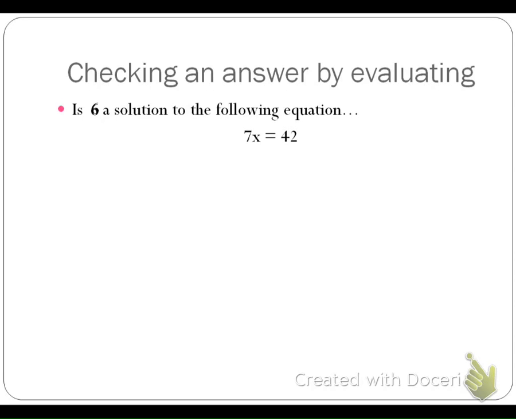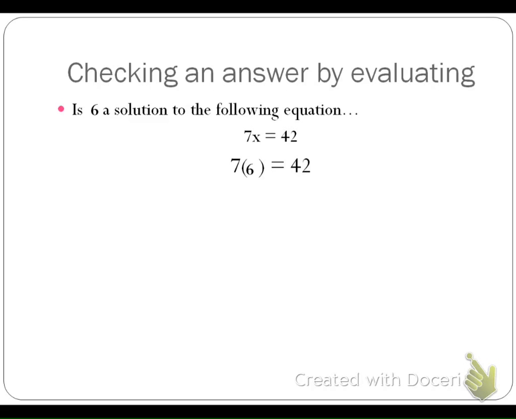So you had 7x equals 42. You recopy the equation, but you leave that hole. The value that you solved for, you plug into that hole. And then you evaluate each side of the equation separately.